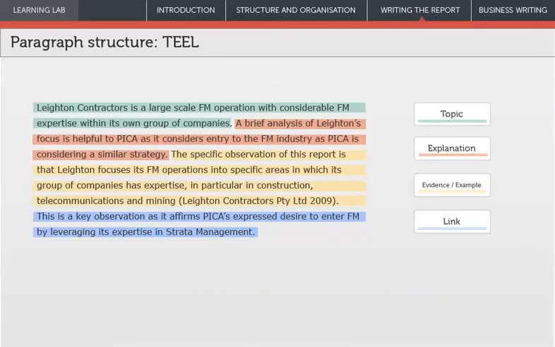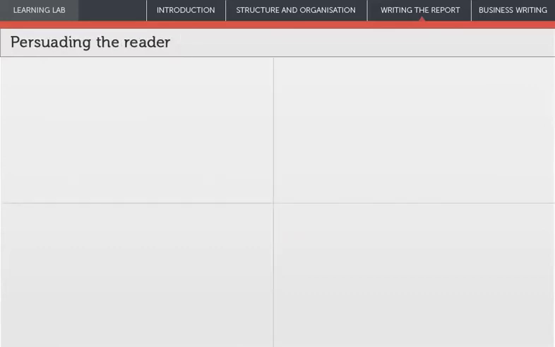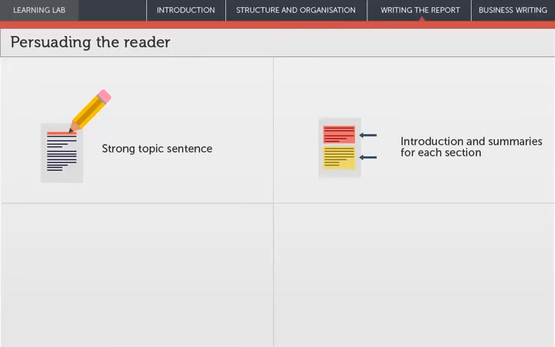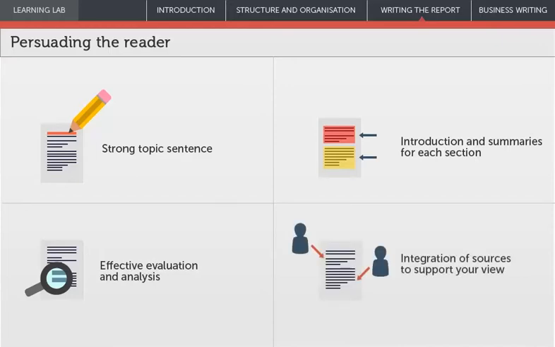Read the following paragraph. In a business research report, your goal is to persuade the reader to follow your advice. Therefore, it's essential that they believe your understanding of the market is thorough and well-researched. The following strategies are useful for writing persuasively.